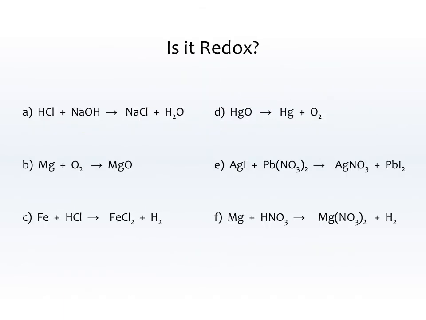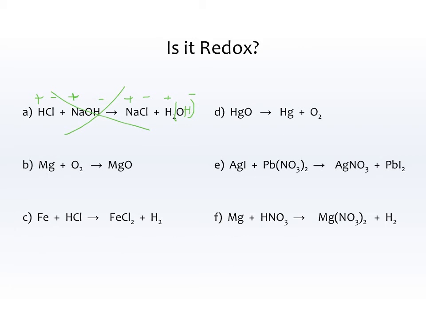So here's some more examples. We're just going to look at them to determine if they're redox. Notice this A is the one we just looked at. Hydrogen is plus, Cl is minus. Sodium is plus, OH is minus. Sodium is plus, Cl is minus. Hydrogen is plus, and this is not oxygen, really. Hydrogen hydroxide is water, OH is minus. This guy is not redox.